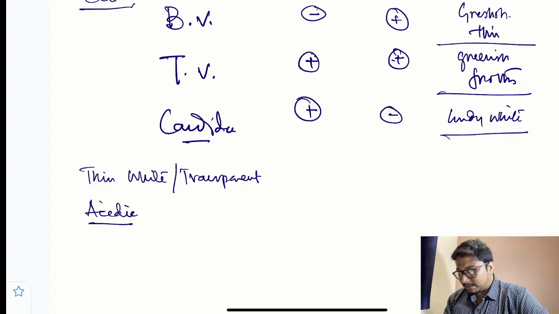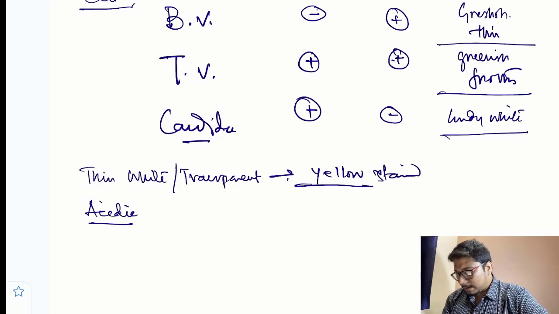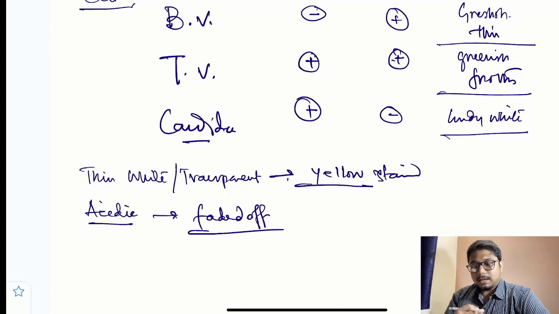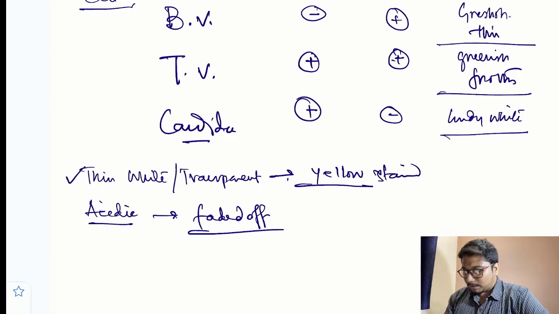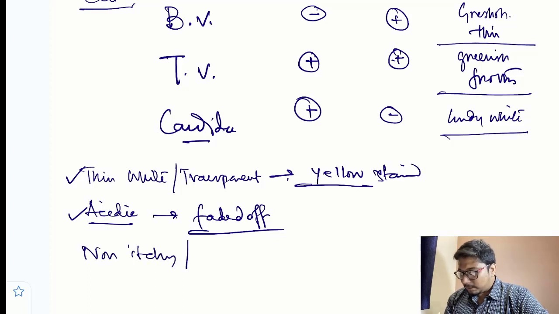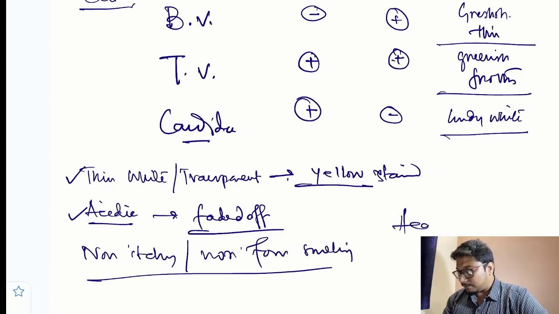That explains why, even with normal discharge, the underwear gets stained yellow if it is pale colored, and if it is dark colored, it will get faded off. So if somebody in your clinical practice tells you that this discharge is discoloring their underwear, turning white underwear yellow and black underwear faded, that is absolutely normal. Anything that is thin, white or transparent, acidic, non-itchy and non-foul smelling is healthy normal vaginal discharge.